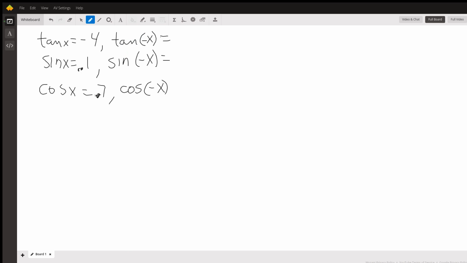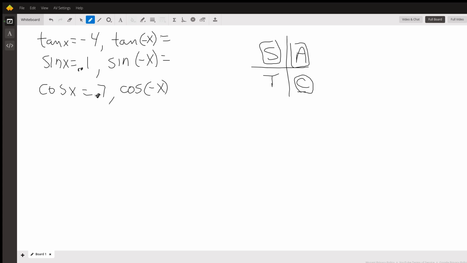Okay. Well, this will help you. Let's draw our unit circle. Remember, only cosine is positive in the fourth quadrant, sine and tangent both negative. All of them are positive in the first quadrant. Only sine is positive in the second quadrant, cosine and tangent are negative. Only tangent is positive in the third quadrant, sine and cosine are negative.